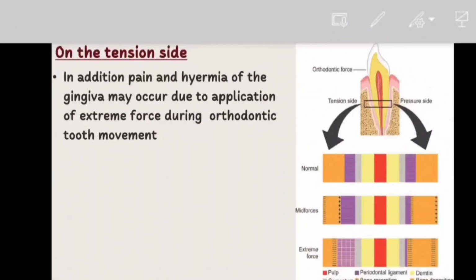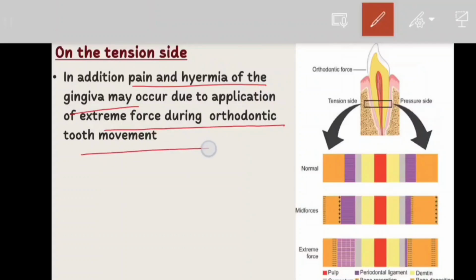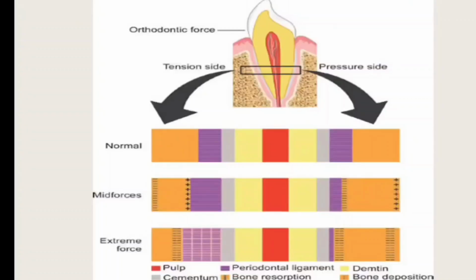Now, the patient may experience pain and hyperemia of the gingiva due to the application of extreme force during orthodontic tooth movement. So the patient may experience pain, gingival hyperemia and tooth mobility. And these signs indicate that excessive force may have been applied. Okay. So before ending, answer this rapid fire question.